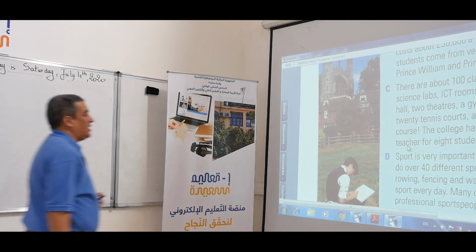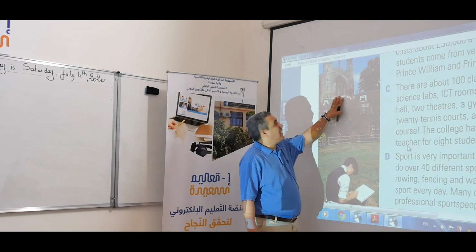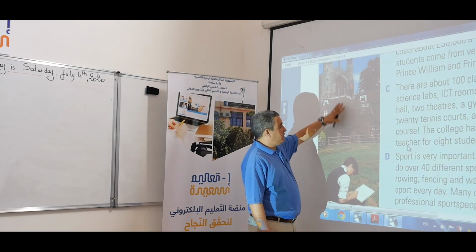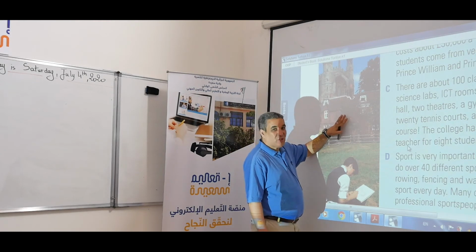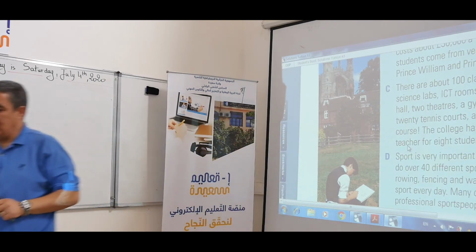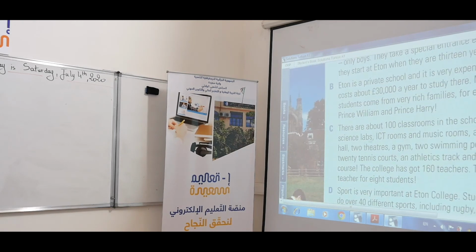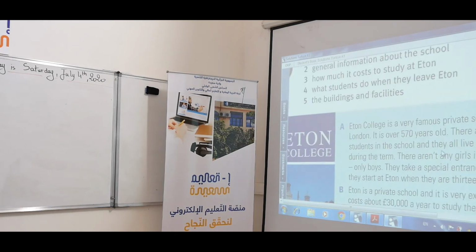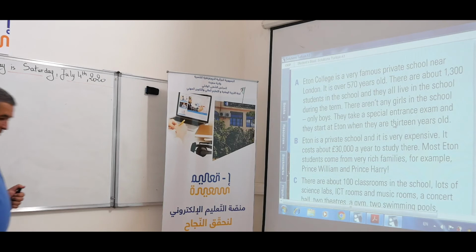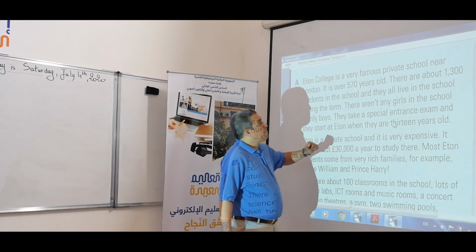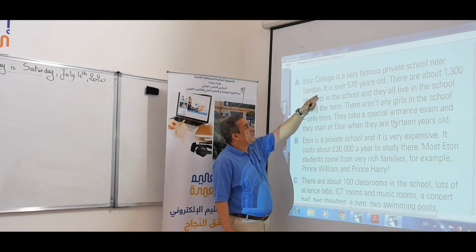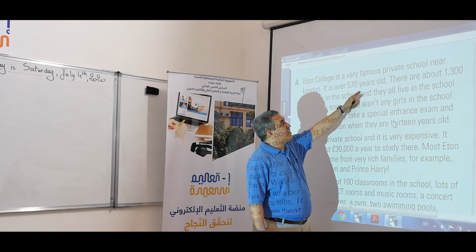Eton College. Now, look at the school building. It's very old. So, this school is very, very old. Now, let's talk about Eton. Eton College is a very famous private school near London. It is over 570 years old.